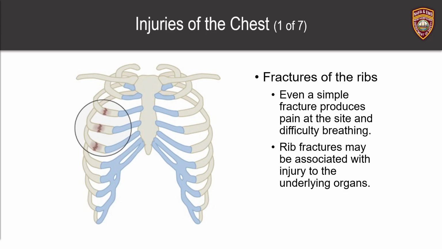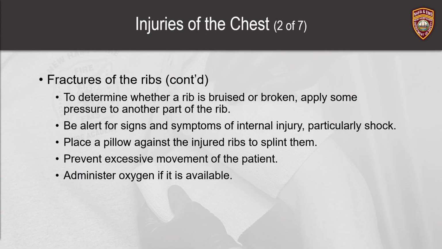Multiple rib fractures result in significant breathing difficulty, and a patient may not be able to breathe deeply enough to take in an adequate amount of oxygen. So rib fractures may be associated with injuries to the underlying organs as well, and we'll talk about that a little bit. So to determine whether a rib fracture is bruised or broken, apply some pressure to another part of the rib. Pain in the injured area indicates a bruise, crack, or fracture.